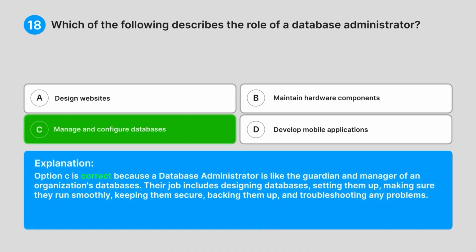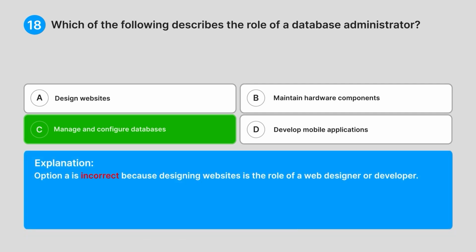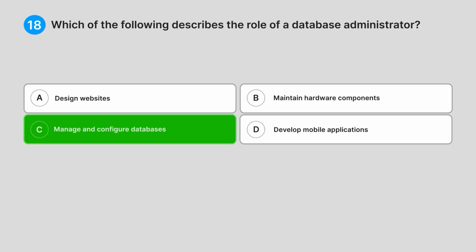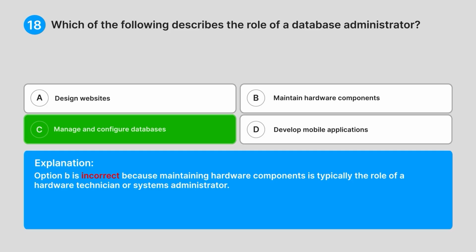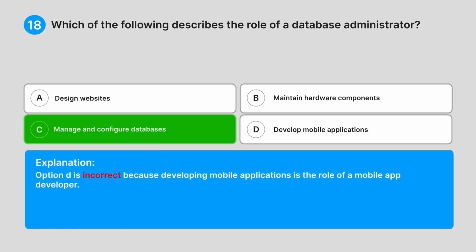Explanation: Option C is correct because a database administrator is like the guardian and manager of an organization's databases. Their job includes designing databases, setting them up, making sure they run smoothly, keeping them secure, backing them up, and troubleshooting any problems. Option A is incorrect because designing websites is the role of a web designer or developer. Option B is incorrect because maintaining hardware components is typically the role of a hardware technician or systems administrator. Option D is incorrect because developing mobile applications is the role of a mobile app developer.